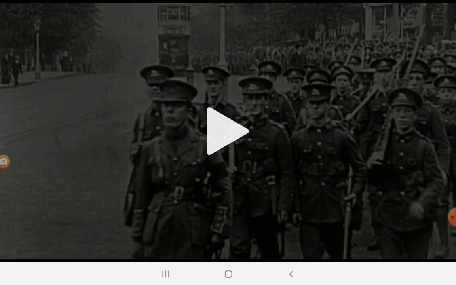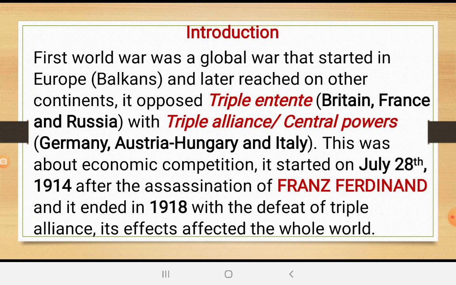As you can see in this picture, World War I was a global war that started in European Balkans. When we say Balkan countries, those are countries located mainly in Central Europe, but Central Southern Europe. But this war, even if it started in Europe, later reached other continents like Africa, America, and others. This war opposed two sides.